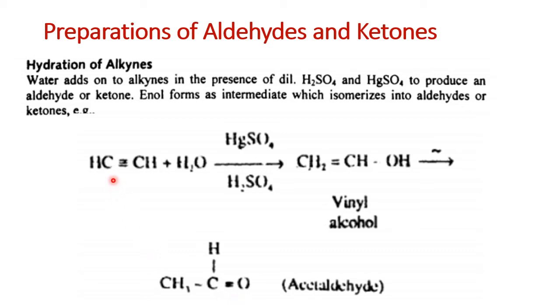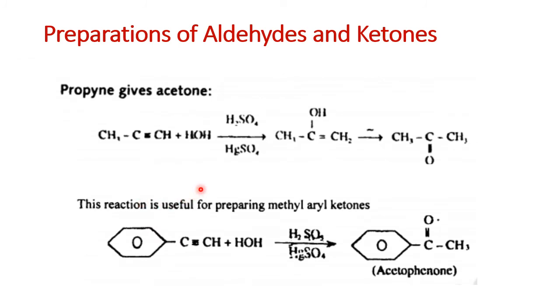So for acetylene, on the addition of water, we get acetaldehyde. So there might be a short question: how do you convert acetylene into acetaldehyde or ethanol? This is ethanol. But similarly, if we add water to higher alkynes, for example propyne, which is unsymmetrical, with H and OH, this addition will take place according to Markovnikov's rule.